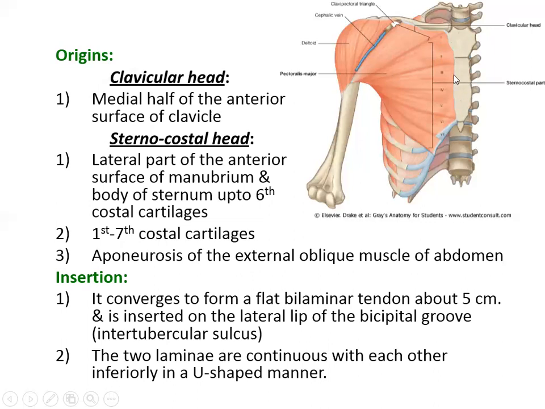So it will take origin not only from the sternum, but also from the costal cartilages, as well as the aponeurosis of the external oblique muscle of the abdomen. There is a muscle in the anterior abdominal wall called the external oblique muscle, which all becomes aponeurotic here. What is aponeurosis? Aponeurosis is nothing but the thinning of the muscle. When the muscle is attached to a bone by a thick fibrous structure, that is called a tendon; when it becomes flattened and thinned out, then it is called aponeurosis.